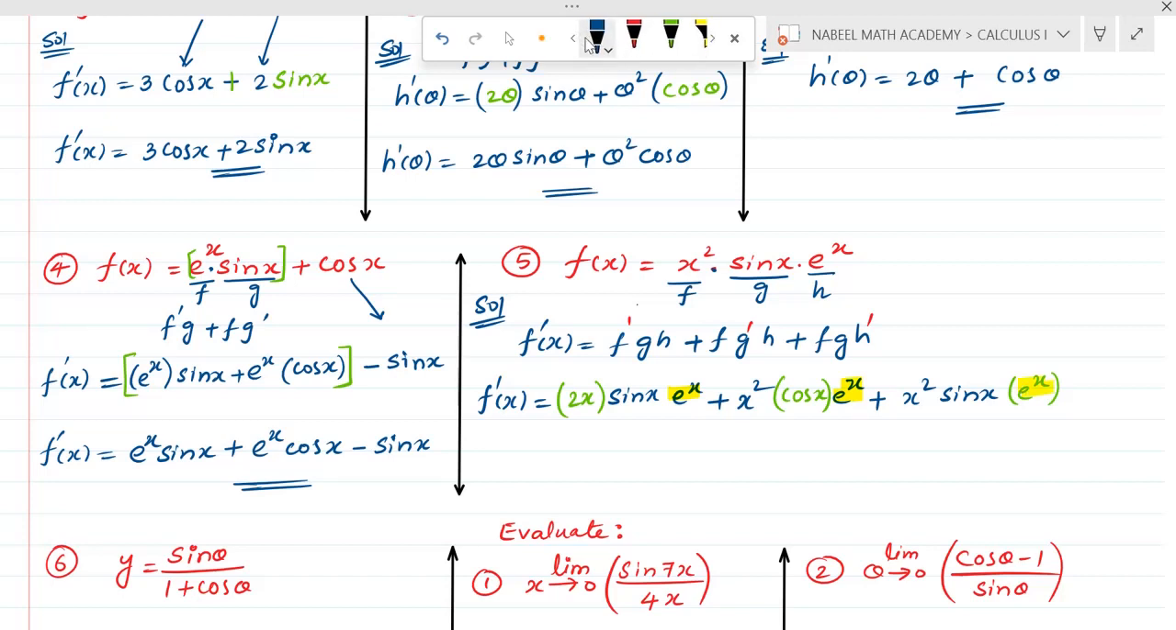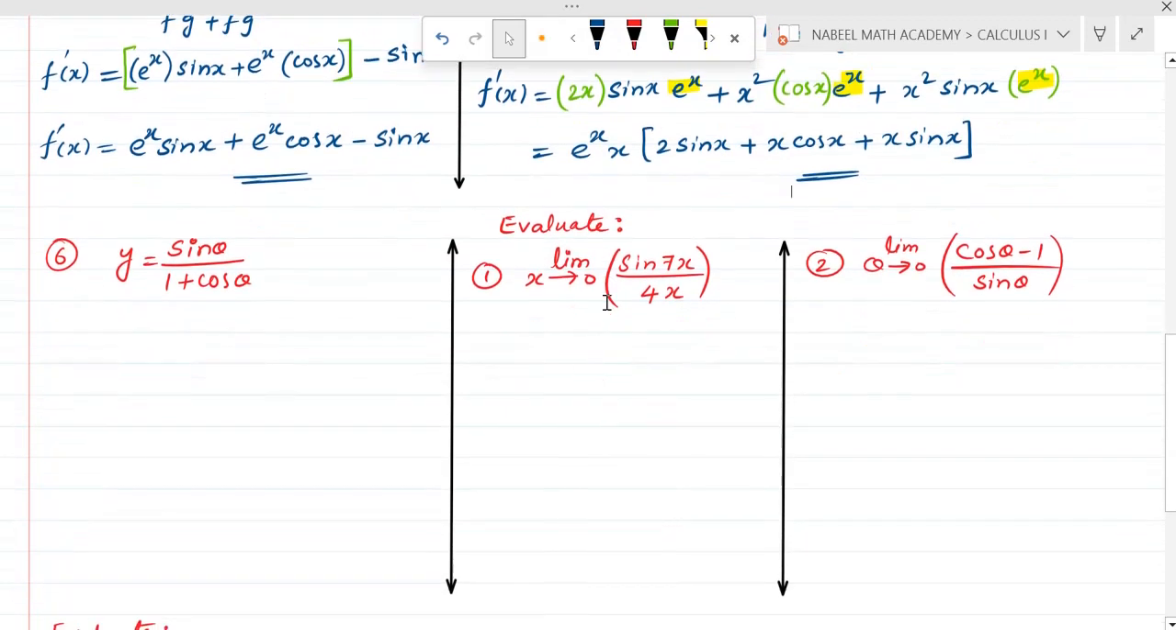But in the last problem, we cannot, because in the last term you don't have e power x. So 2x e power x, or you can take the x also common. So you will get 2 sine x for the first term plus x cosine x plus x sine x. This is the answer.